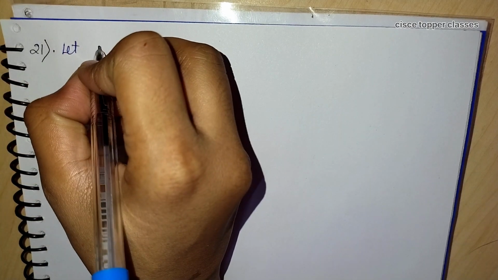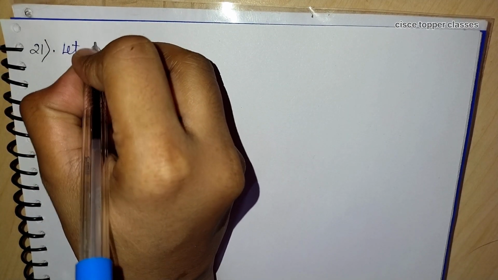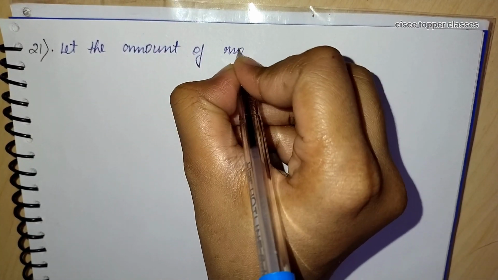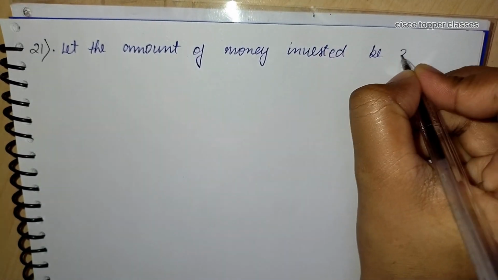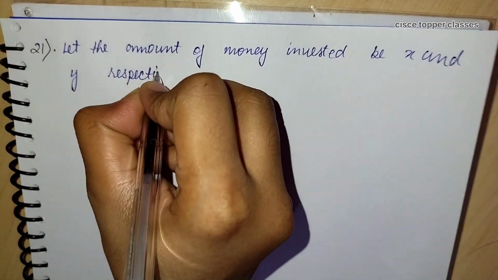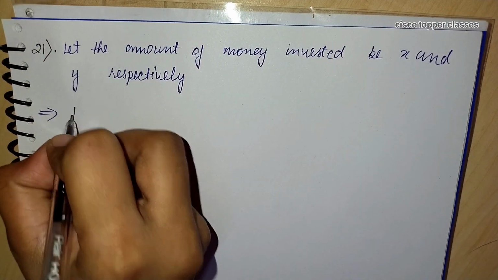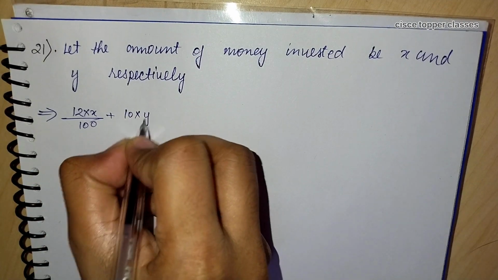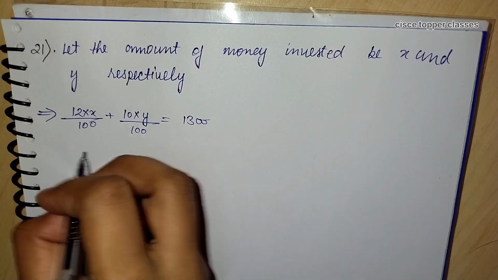So, let the amount of money which he invested be x and y respectively. Firstly, here we will calculate its interest. So it will be 12 into x divided by 100 plus 10 into y divided by 100 equal to 1300. So this we can solve here.